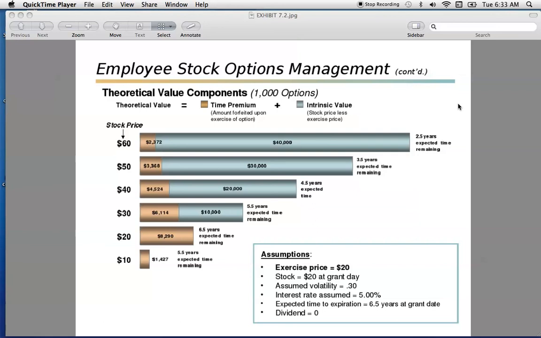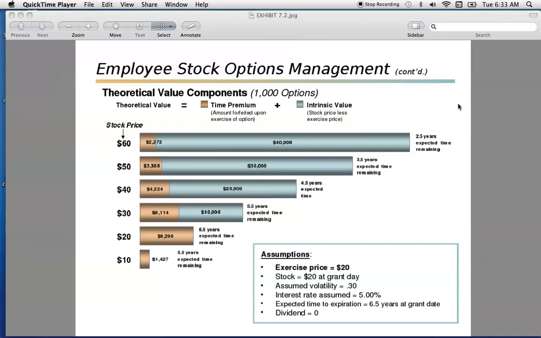Hi everyone, this is John O'Legas, and I'm going to use these four graphs to try to communicate concepts that relate to employee stock options. Okay, now what we're looking at is the components of a perhaps typical employee stock option.